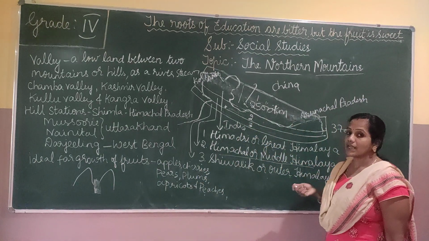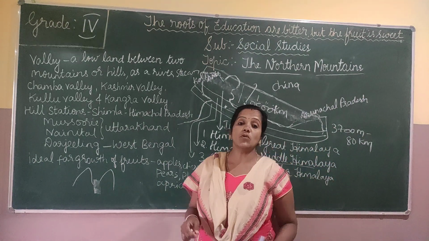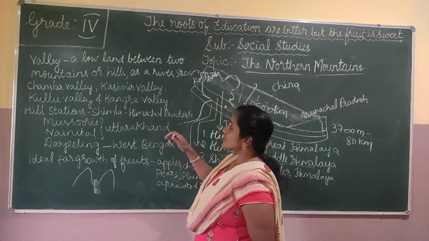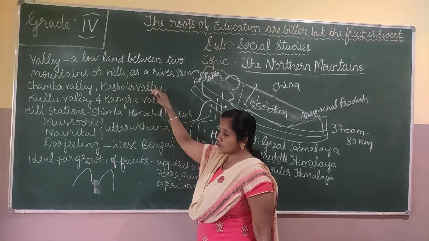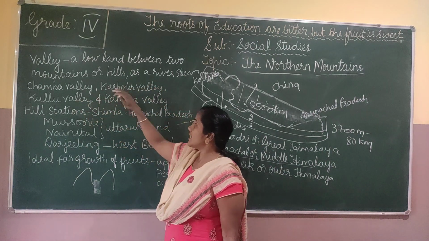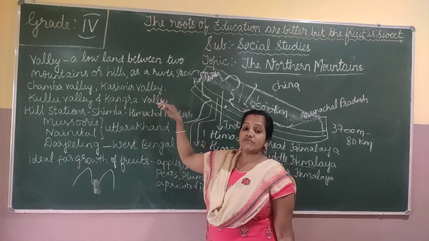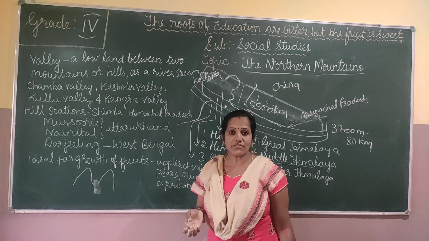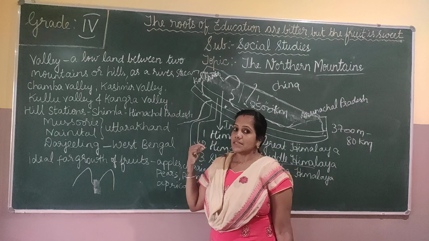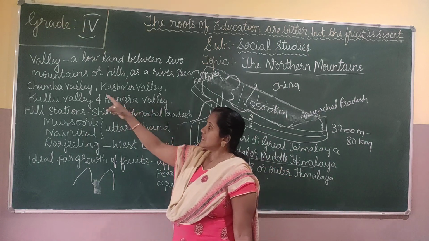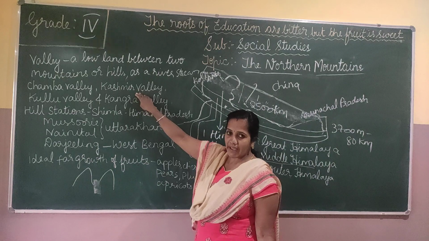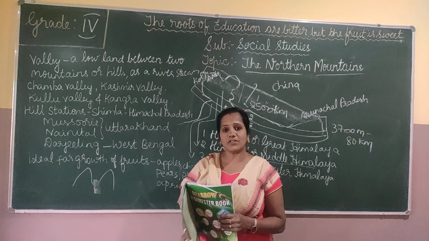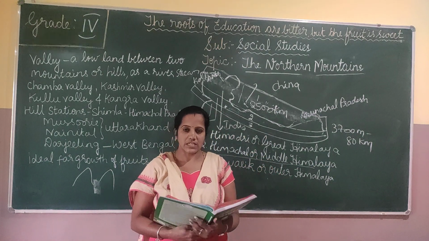These mountains of the Middle Himalaya have beautiful valleys. Which are the valleys? Some of the valleys are Chamba Valley, Kashmir Valley, Kulu Valley and Kangra Valley. These are some of the beautiful valleys in these mountains.